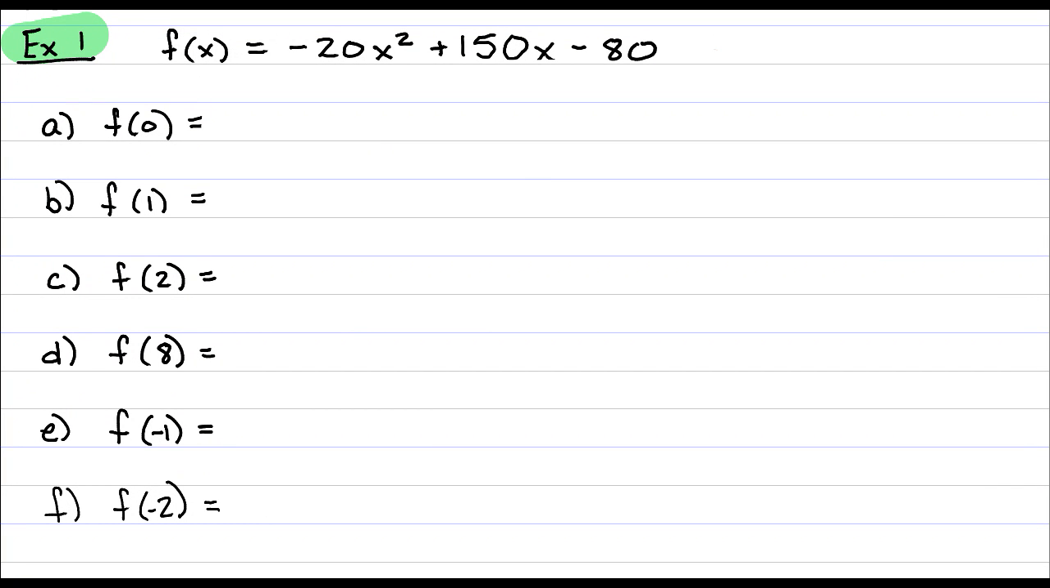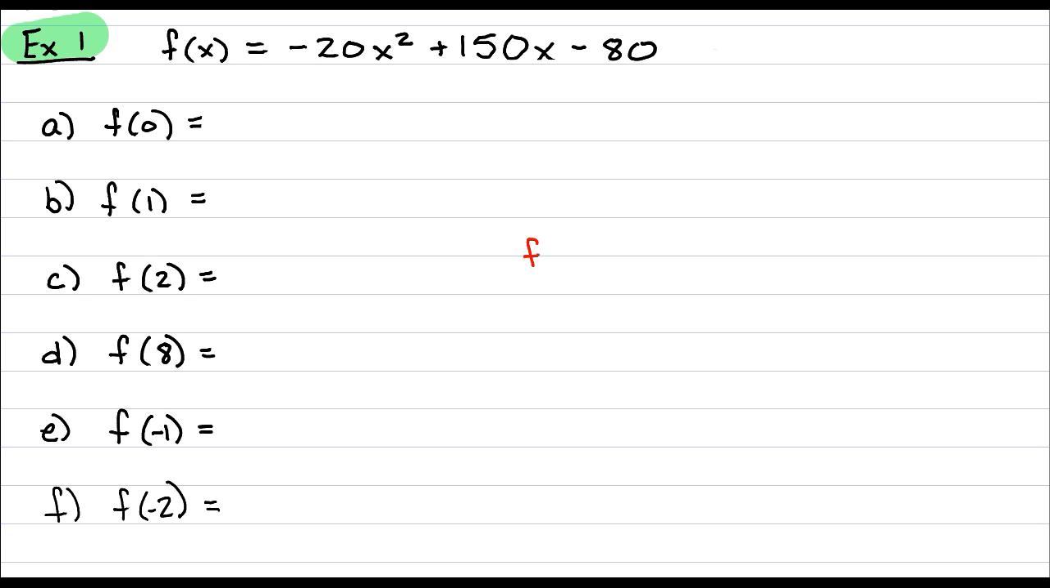The first example of section 2.1 is intended to give us practice with evaluating functions. In this problem, we are given a function f of x equals minus 20x squared plus 150x minus 80. So keep in mind that a function is a rule that takes one number as an input and gives you back another number as an output.